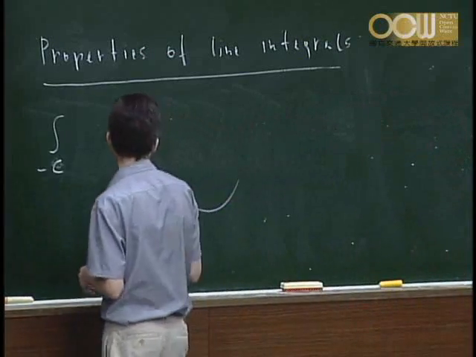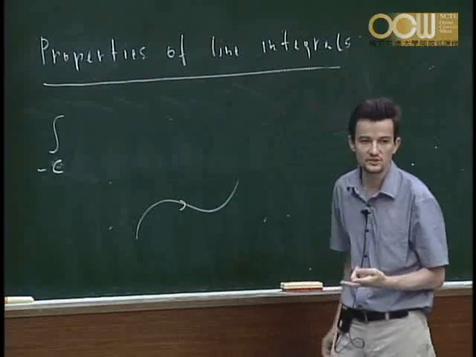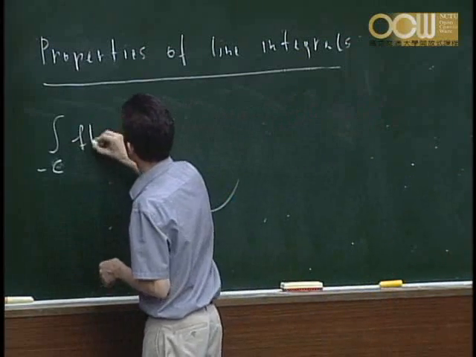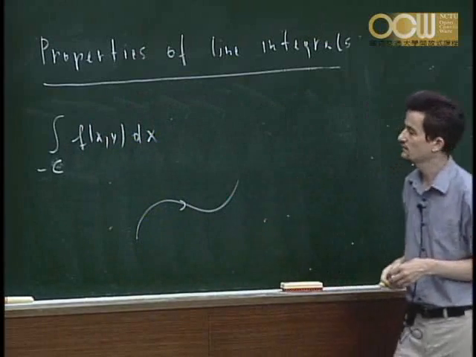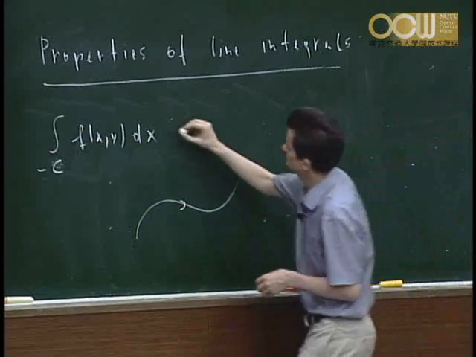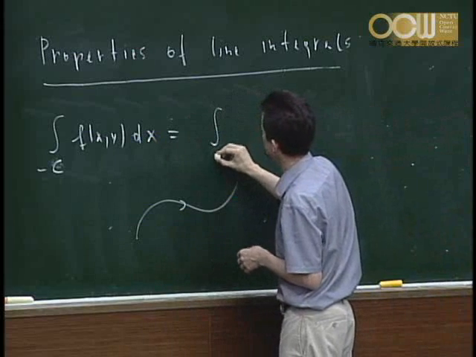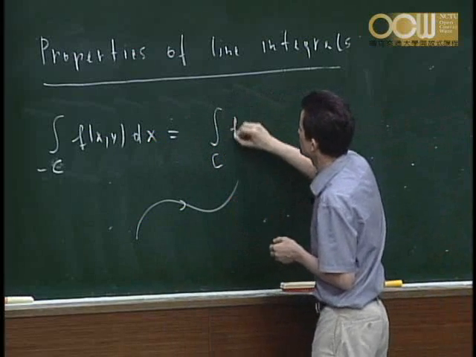So of course, if you reverse the orientation and you look at the line integral with respect to x, how will this be related to the line integral along C of f?